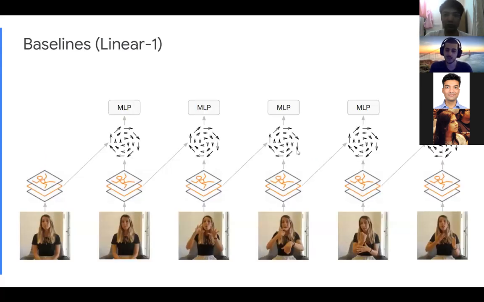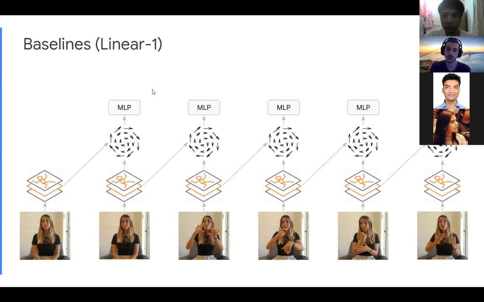For baseline models, we decided to say, okay, when movement happens, that means that signing happens. Let's just look at a linear model, just looking at the current optical flow between two frames and asking, is the person signing right now? And this is a very basic movement detector. Was there movement in this frame? Yes or no?